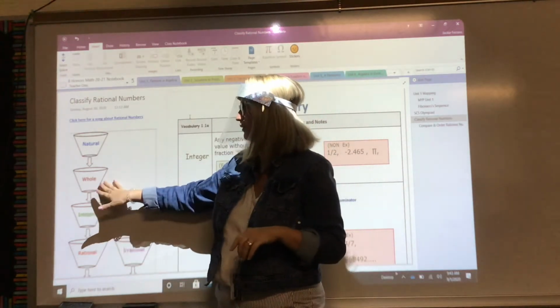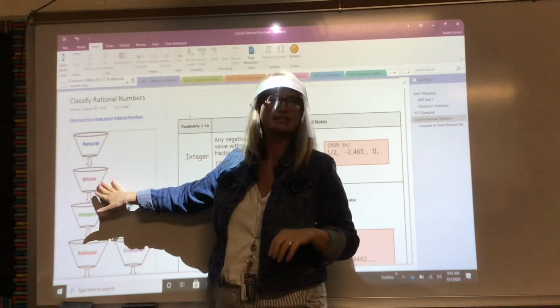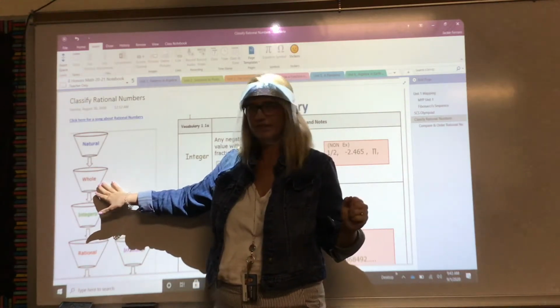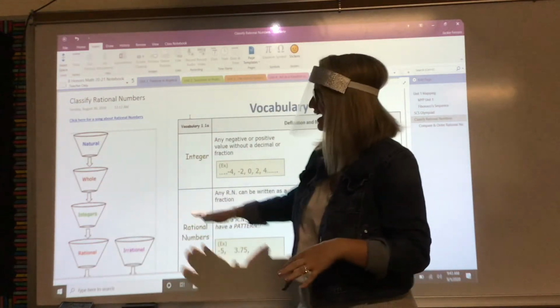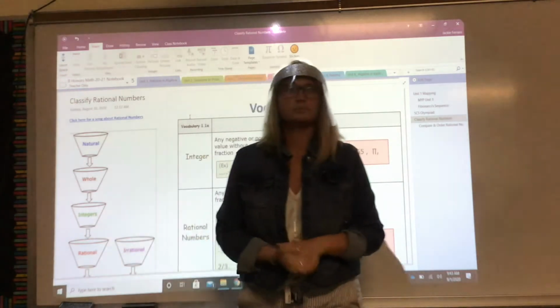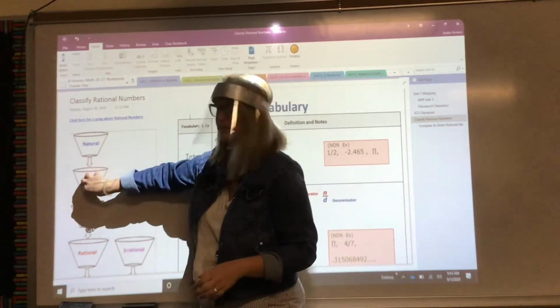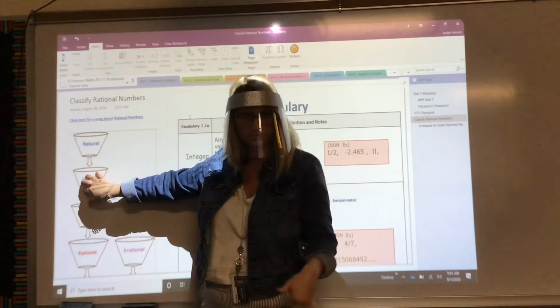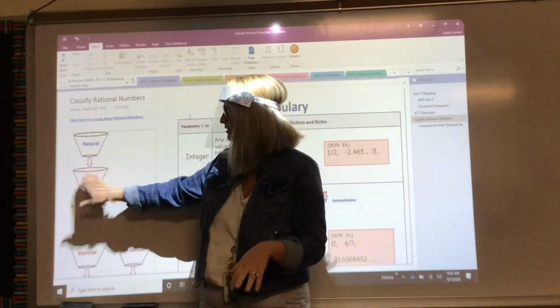So we have whole numbers, which are all of the natural numbers plus 0, okay? Then we have another category called integers, which is a little bit bigger. So natural fits into whole. All the natural numbers are also whole numbers. All the whole numbers are also integers.